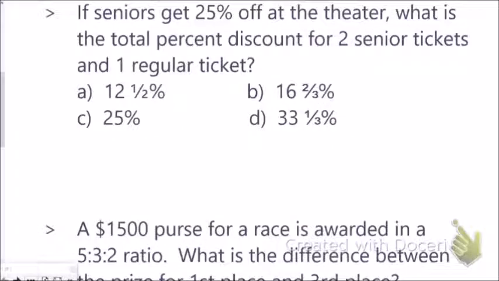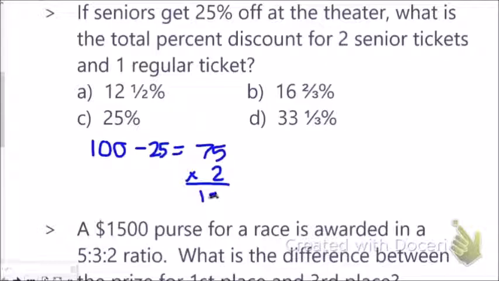Okay, seniors get 25% off at the theater. The total percent discount for 2 tickets, I'm going to go with, once again, just because it's so easy to use, very expensive movie tickets, $100. If seniors get 25% off, that means they're going to be paying $75 for their discounted tickets. And they're buying 2 tickets at the discounted price, which is going to be $150 for their 2 discounted tickets, plus they're buying an additional regular price ticket, maybe it's for a grandchild or something, and that's going to be a total of $250 they pay for the tickets.